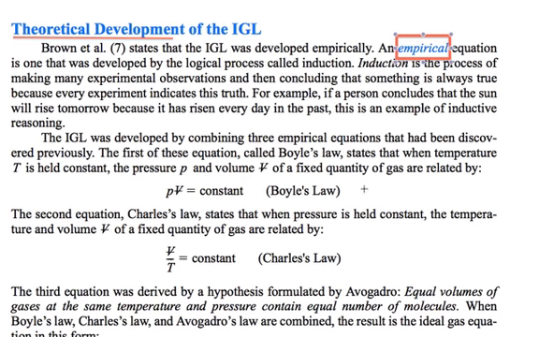The ideal gas law was preceded historically by Boyle's law, and by Charles's law, and by Avogadro's hypothesis, which is stated here in the text. Equal volumes of gases at the same temperature and pressure contain equal numbers of molecules.